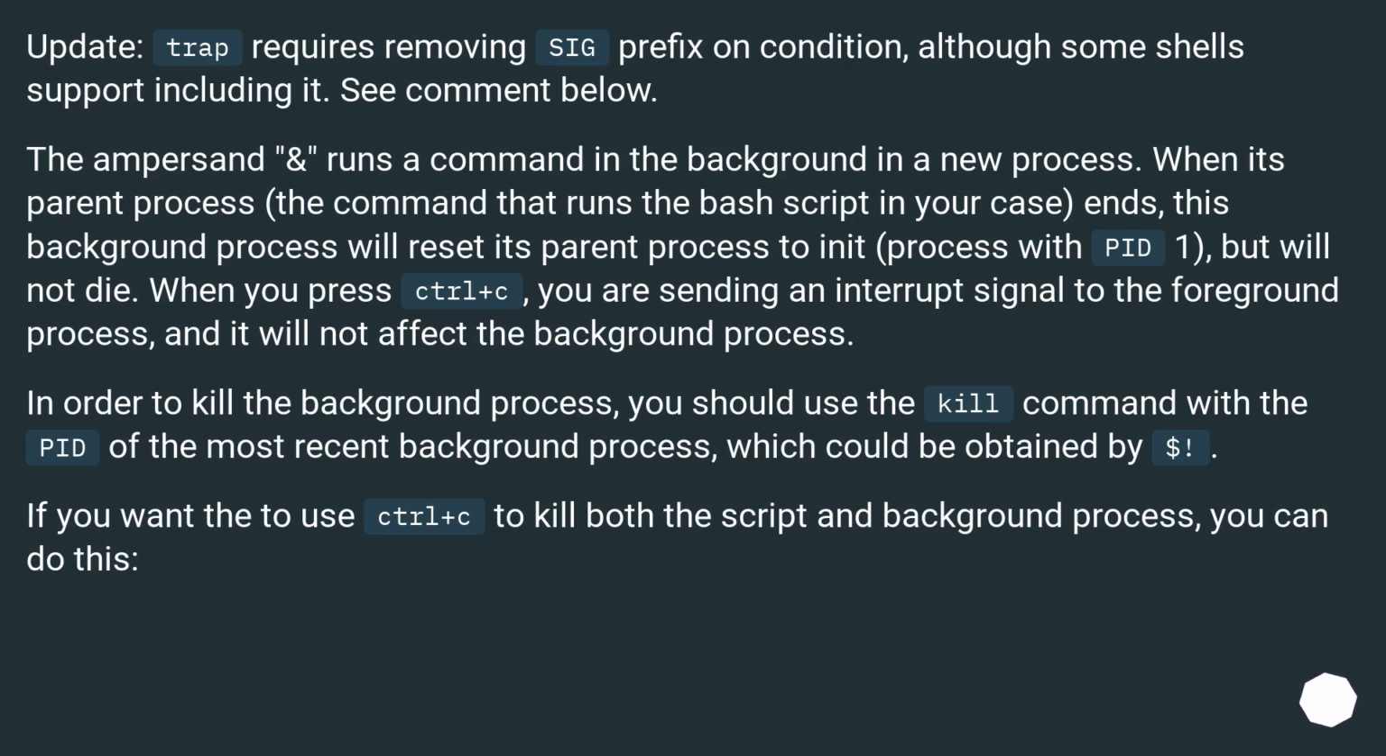When you press Ctrl+C, you are sending an interrupt signal to the foreground process, and it will not affect the background process. In order to kill the background process, you should use the kill command with the PID of the most recent background process, which can be obtained by $!. If you wanted to use Ctrl+C to kill both the script and the background process, you can do this.